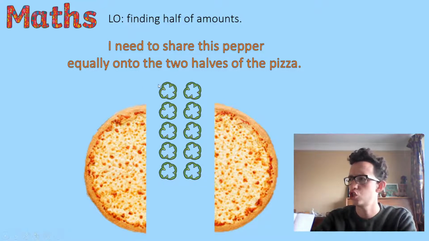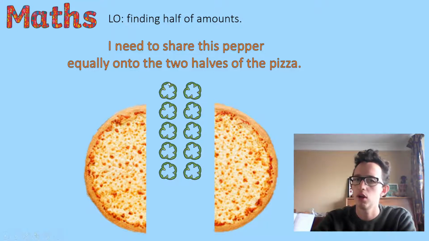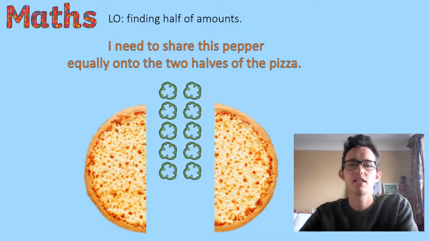Need to share this pepper now. I've got some lovely juicy green pepper. Need to share this pepper equally onto the two halves of the pizza. Let's just check how many pieces of pepper I've got. You can follow my mouse. 1, 2, 3, 4, 5, 6, 7, 8, 9, 10. We could also count in 2s, couldn't we? Because they're in a lovely array. 2, 4, 6, 8, 10. Or we could count in 5s because they're also 5, 10.